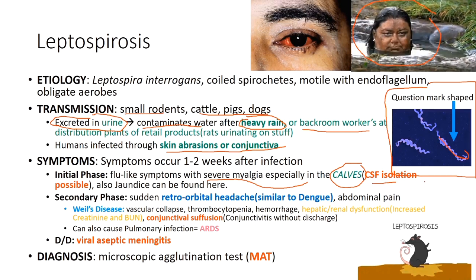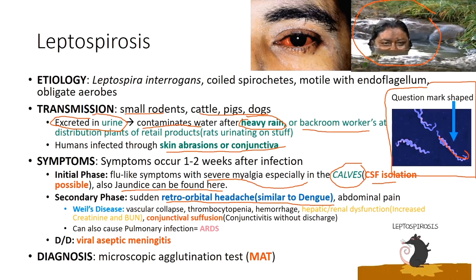You can also find it in CSF at this point in time. It also can cause jaundice, and that can be a problem because it's infecting your liver. In the secondary phase, you can have retroorbital headache, similar to dengue, how we talked about that. Remember when we mentioned that? So these are the two things you should be thinking for, retroorbital headache. They also both cause hemorrhage.